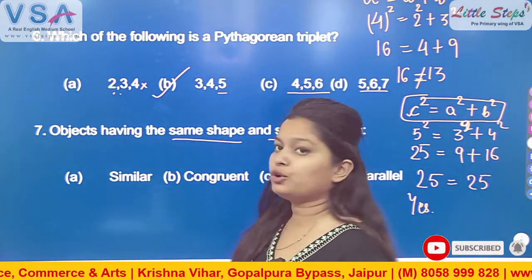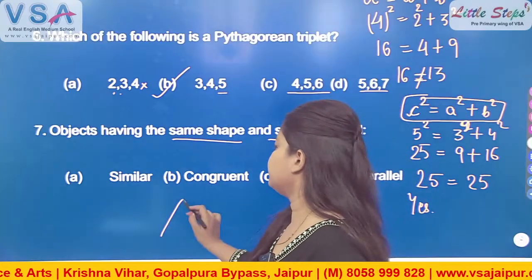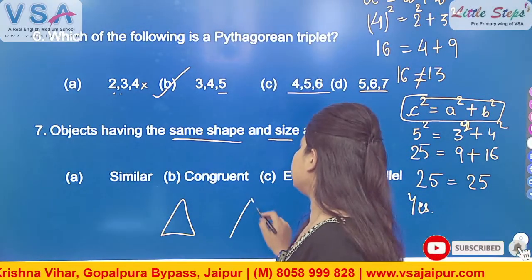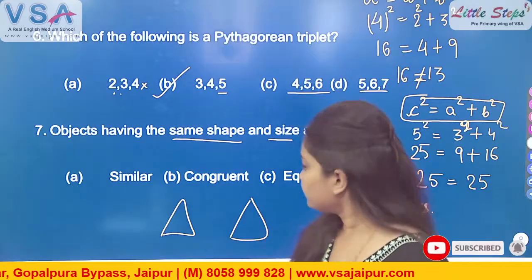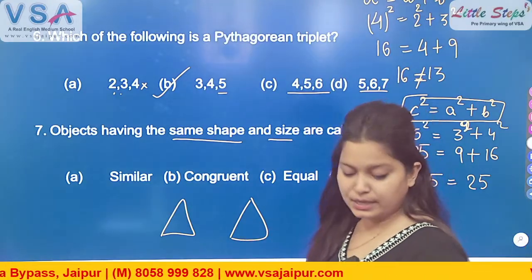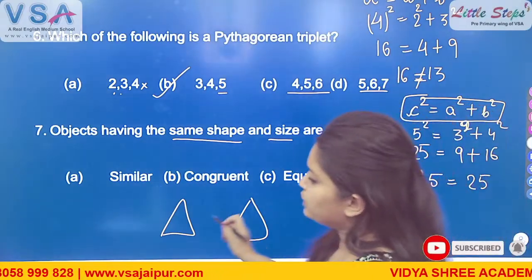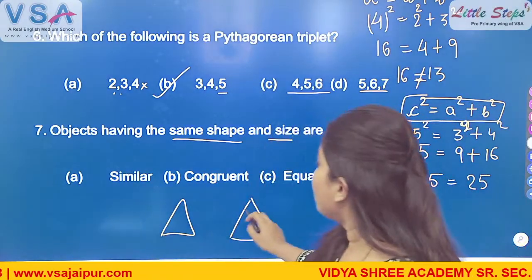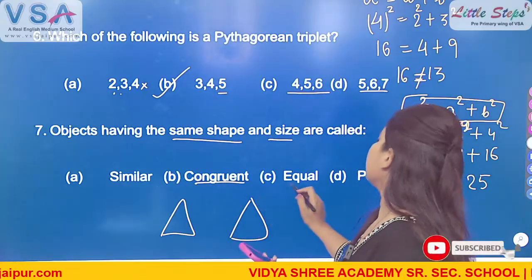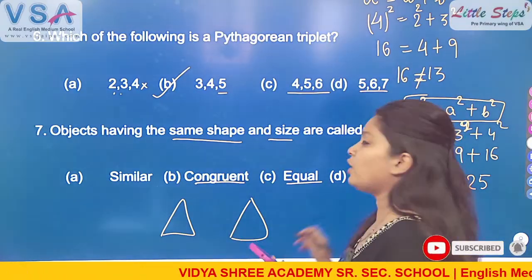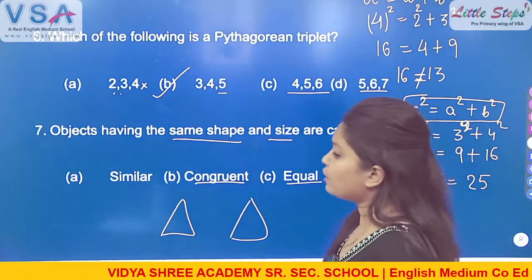You all know two shapes can be alike. Suppose I have taken a triangle and another triangle. One triangle is the same as the other triangle, and its size is also the same. So are we going to call it similar, or congruent, or equal, or do we call it parallel? What do we call it? Tell me.